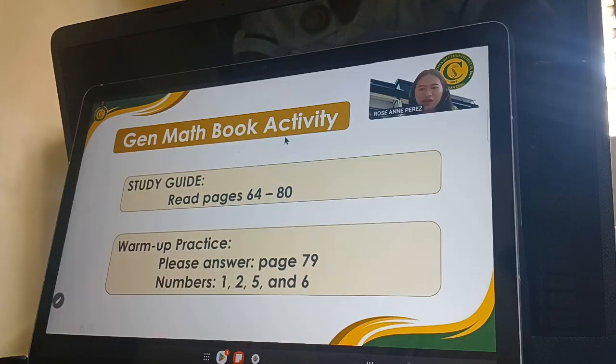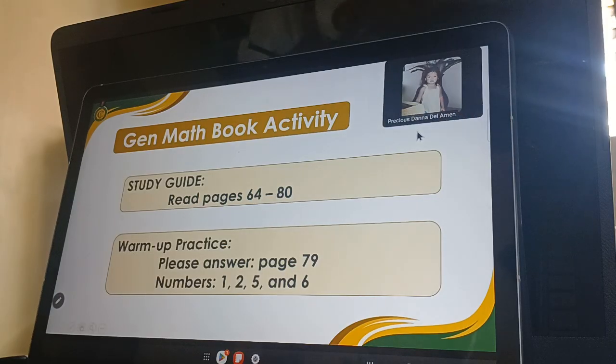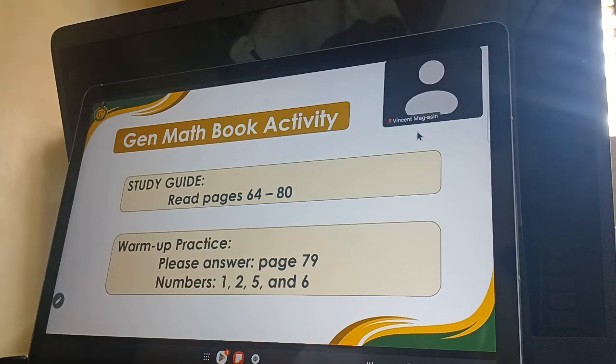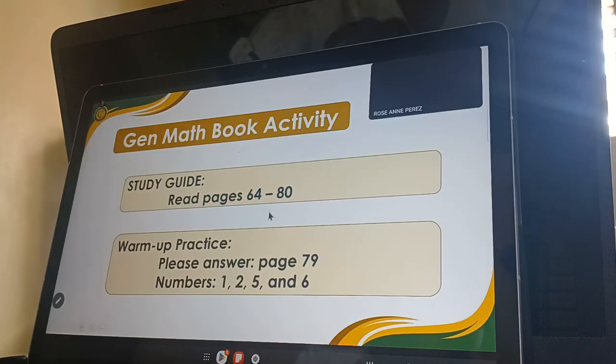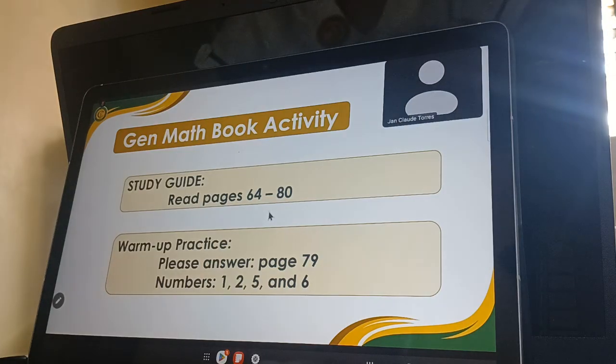Okay, again, for your book activity, you will be answering warm-up practice, page 79, numbers 1, 2, 5, and 6 only. Okay, where to write your book activities? On a one whole yellow paper. Okay, very good. So you will pass that one in the next meeting. Yes, Ashley, you're raising your hand.